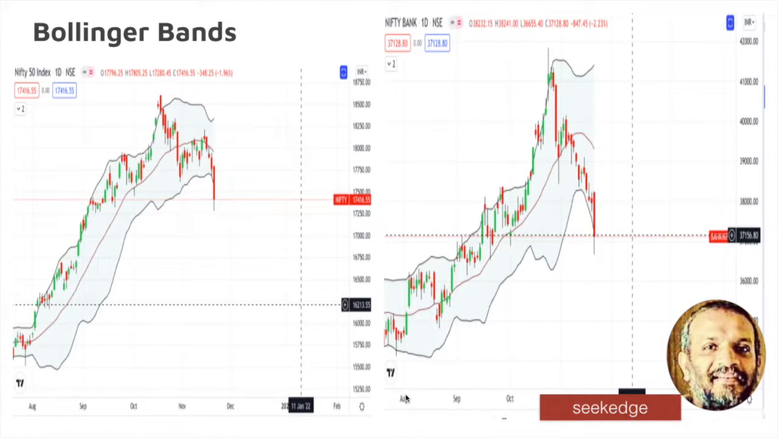Bollinger Bands, if you see, you can see that volatility expansion is happening on both, Nifty on the left side and BANKNIFTY also. Clearly BANKNIFTY earlier, now the expansion is happening, clear bearishness is what you see from the Bollinger Bands, right?